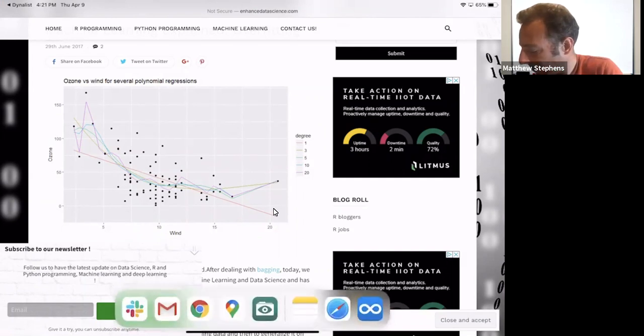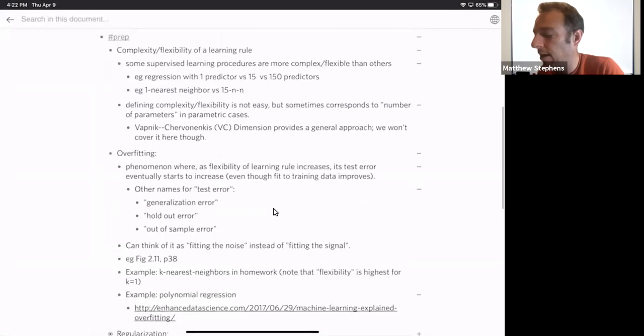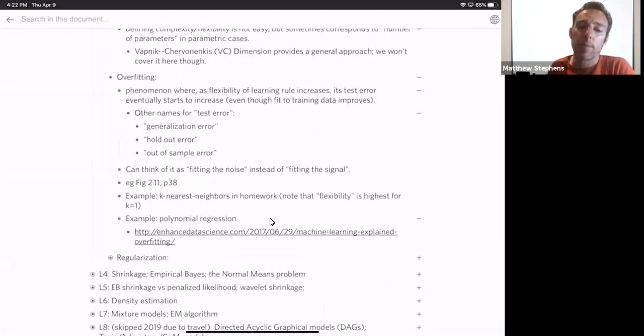Okay, so that's the idea of complexity, flexibility of a learning rule, and the notion of overfitting. And we'll come back in a minute and talk about ways to adapt learning rules to avoid overfitting when we talk about regularization.